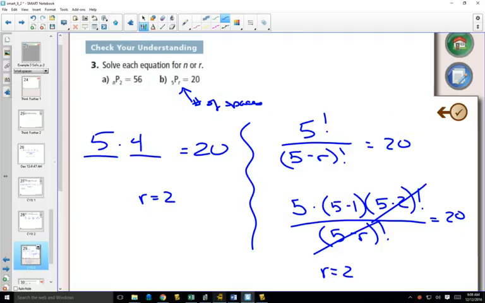But for questions like B, usually they allow you just to guess and check. And if you know that r is the number of spaces, this is a much simpler, easier technique to use.